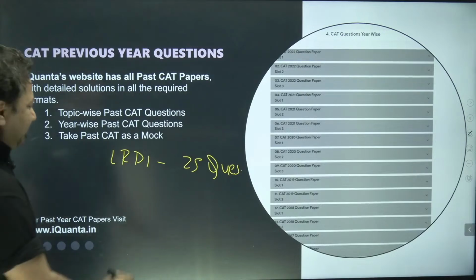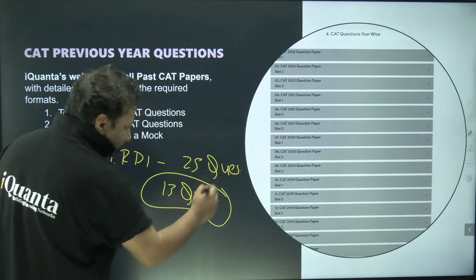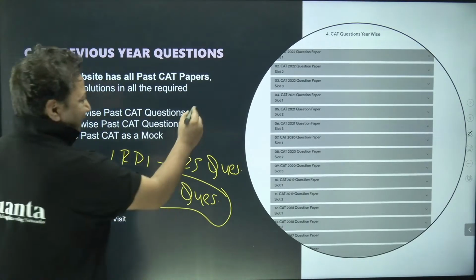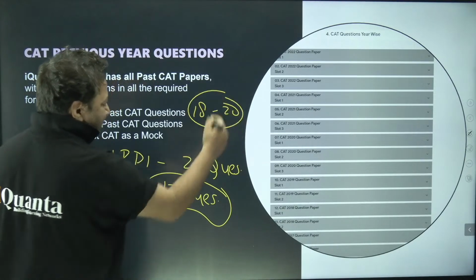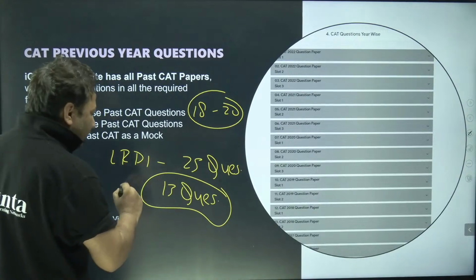I attempted 13 questions only, my first CAT. And I believe that I have done nothing. My friends did 18, 20, some did even less. So I was like, okay, I won't get any call. But all my 13 questions were correct.